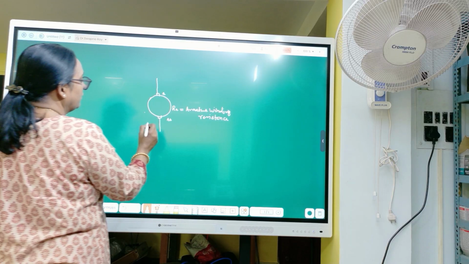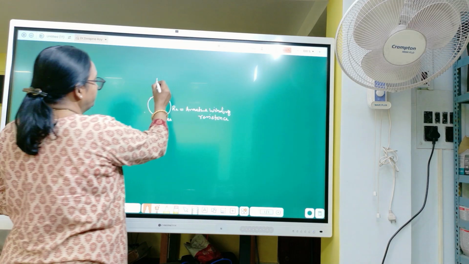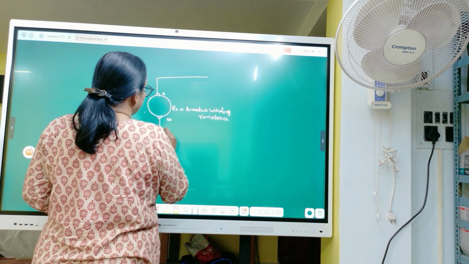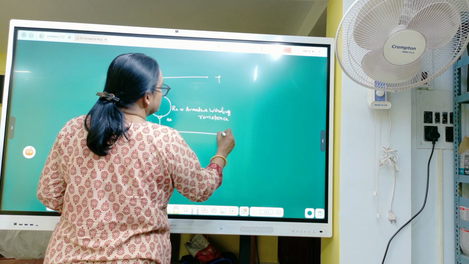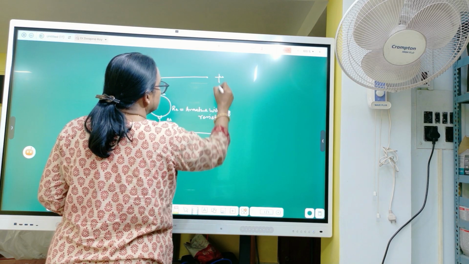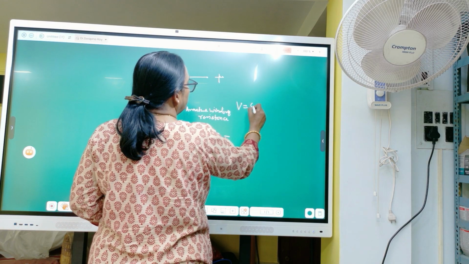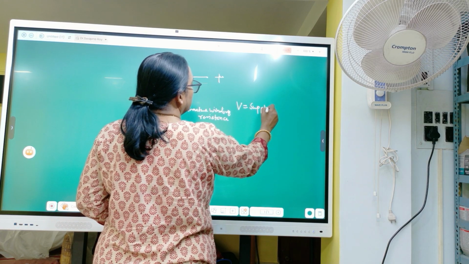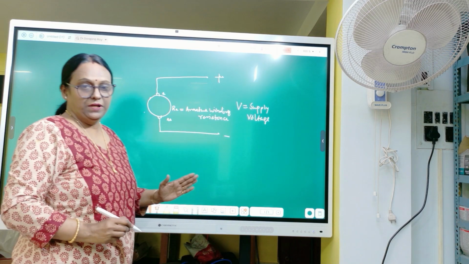Now, as we are giving supply to the motor, so these two terminals are there. This is plus, this is minus. The supply voltage V is equal to supply.